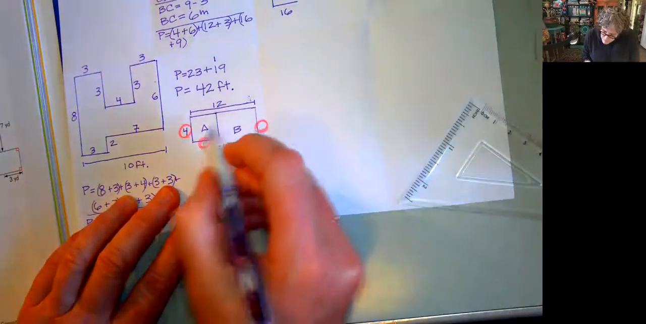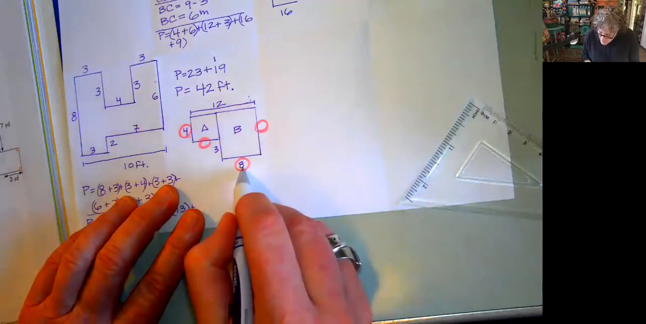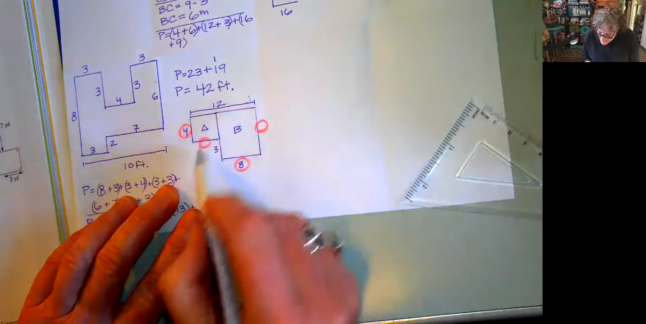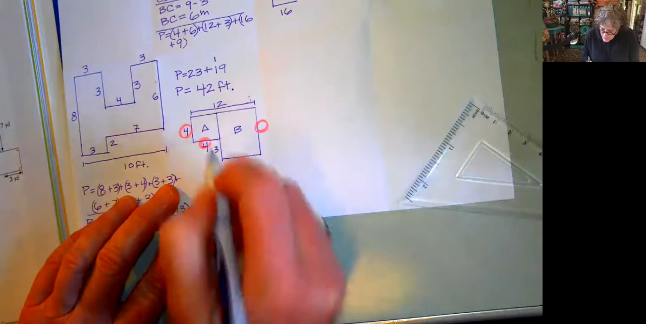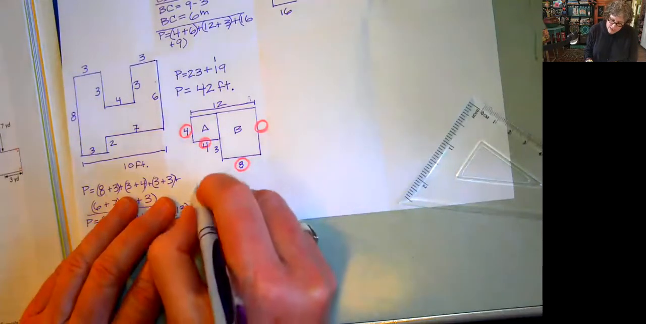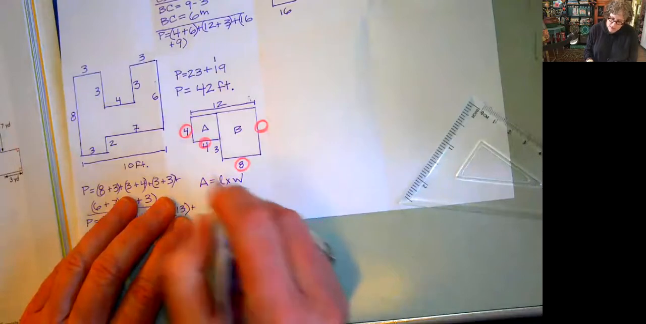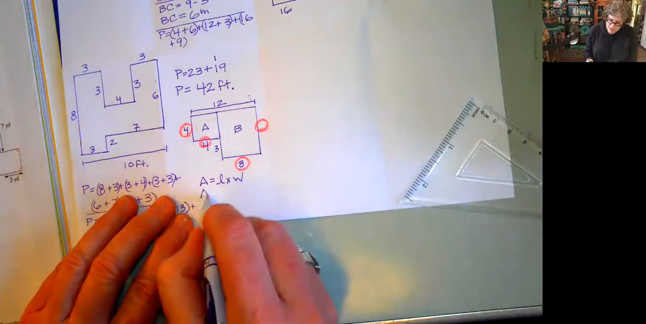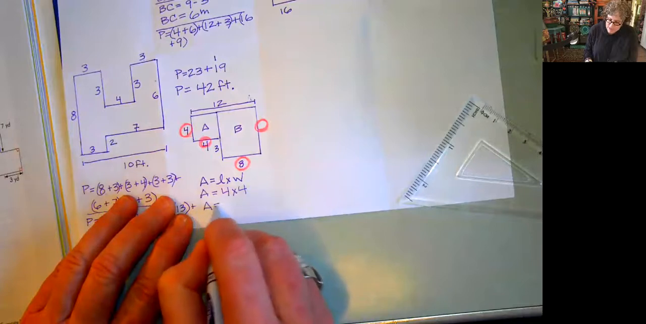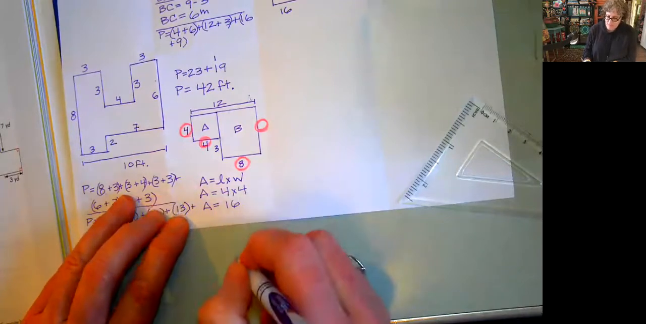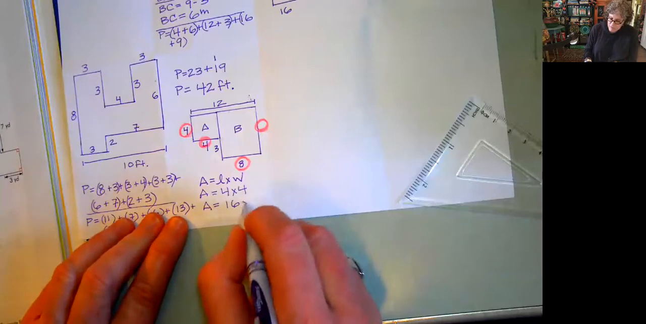So if I know the total length is 12 and I know that this is 8, I can subtract 8 from 12 and that's going to tell me this missing number. So I know that it's going to be 4. And now I can multiply A equals length times width. And I know that I have A equals 4 times 4. So I know that the area of A is 16. Okay. And we're looking at yards squared.